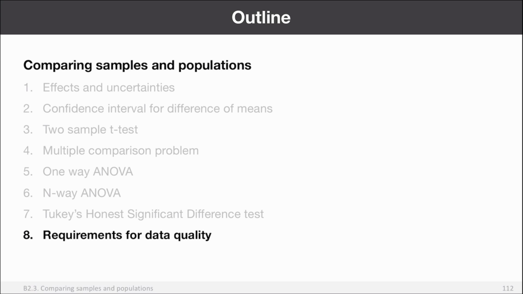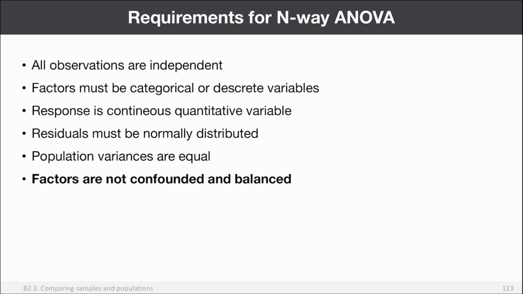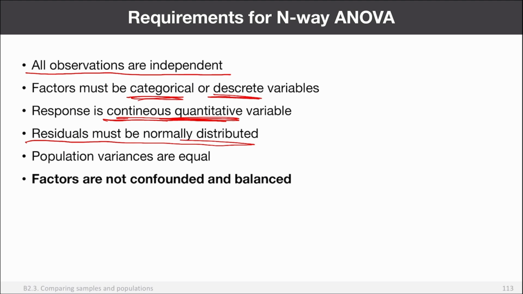All right, let's talk about requirements for data quality. So these are requirements for ANOVA. If you want to run ANOVA, all your observations must be independent from each other. The factors must be categorical or discrete. What to do if factors are not categorical, we will discuss in block number 3. The response is continuous. And then look, residuals must be normally distributed and population variances are equal.